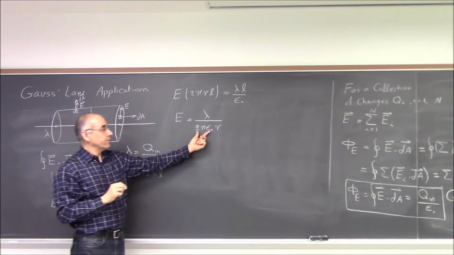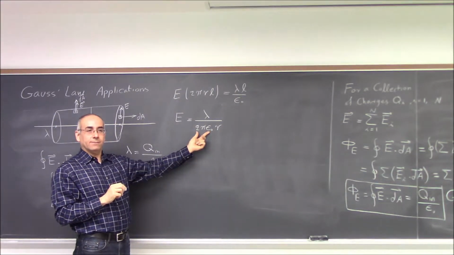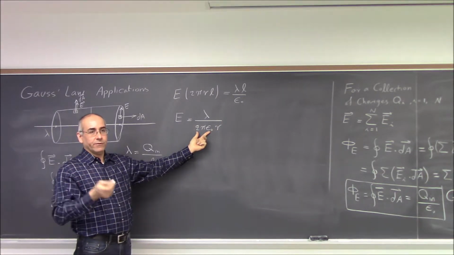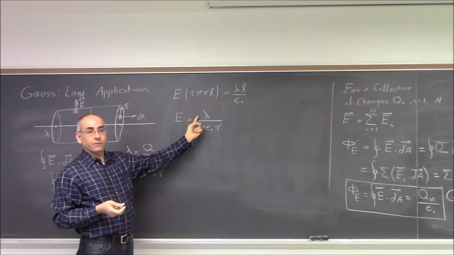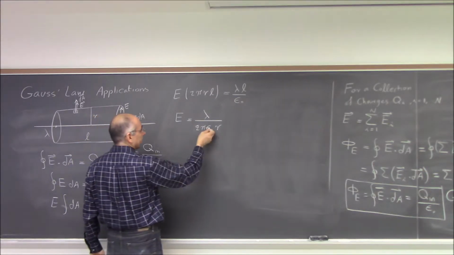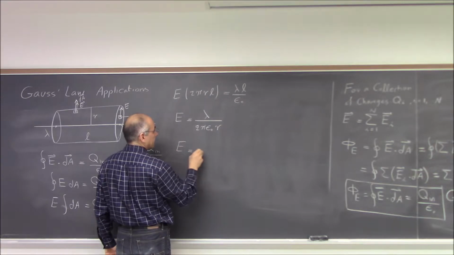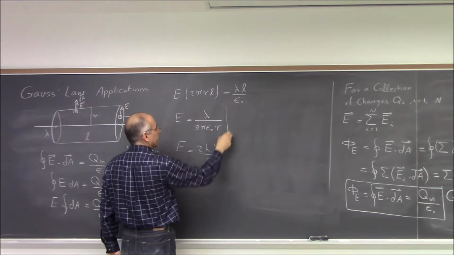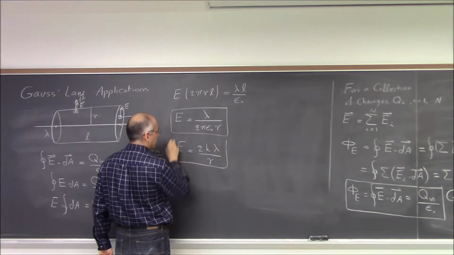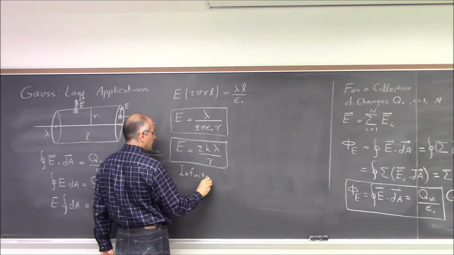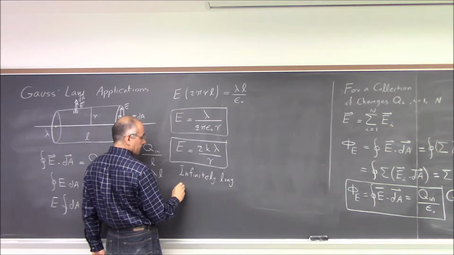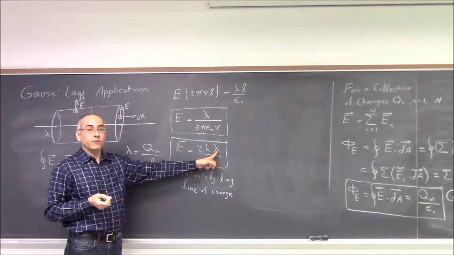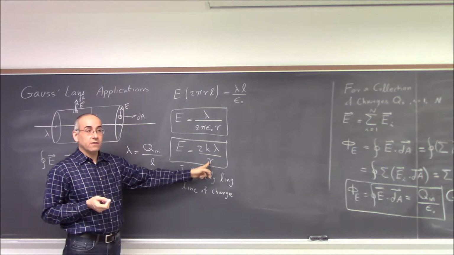And remember, what is 1 over 2 pi epsilon naught? We wrote this in terms of k, right? In previous chapter, becomes 2k in the numerator. So you can write this way, or you can write 2k lambda over r. Either this or this. This is for infinitely long line of charge. Line of charge with linear charge density lambda at distance r from the line.